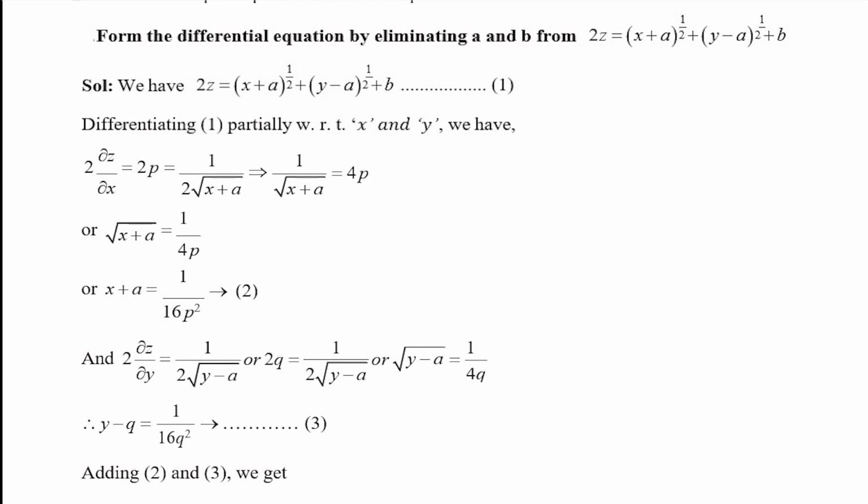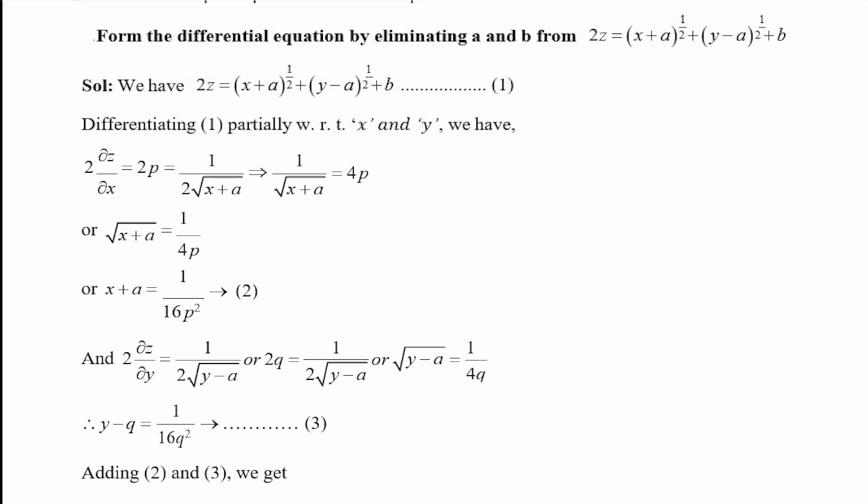Differentiating with respect to x, what we will get is 1 by 2 root of (x plus a), and then the remaining things are 0. You have to simplify this one. Finally, we get root of (x plus a) equal to 1 by 4p. So, x plus a equal to 1 by 16p square.